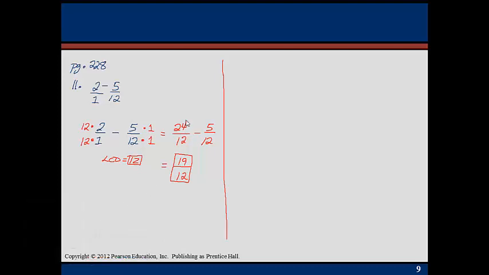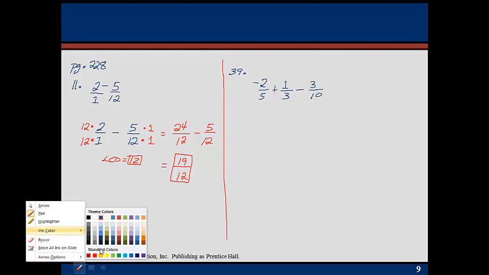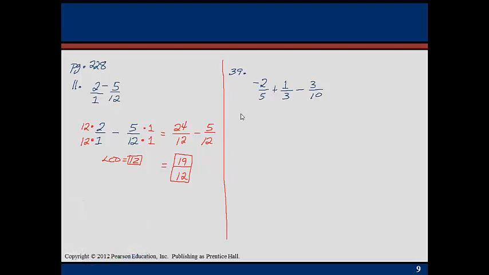Now let's look at number 39. It says negative 2/5 plus a third minus 3/10. So the first step is to find the LCD. So we're going to write down the denominators. So we have 5, 3, as well as 10. Write the prime factorization for all. So we have 1 times 5, 1 times 3, and then 2 times 5.